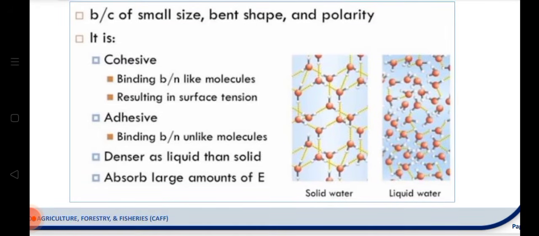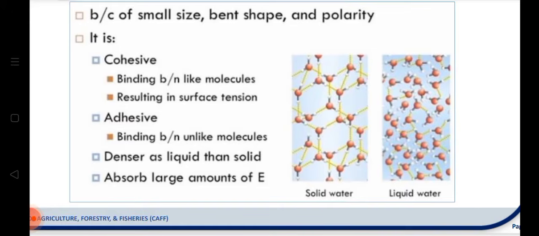Then we have water is denser as liquid than as solid. Meaning, unlike most substances, ice floats. We're familiar with ice. Ice floats because solid water is less dense than liquid water. So what happens? In ice, hydrogen bonds lock water molecules into a rigid, open structure that takes up more space. So why does this matter?